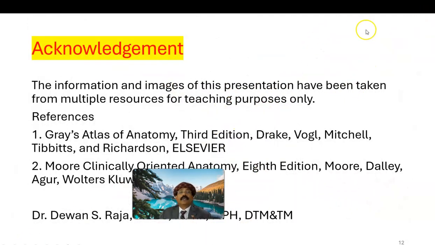Okay. So that's all about the lymphatic drainage of the large intestine.